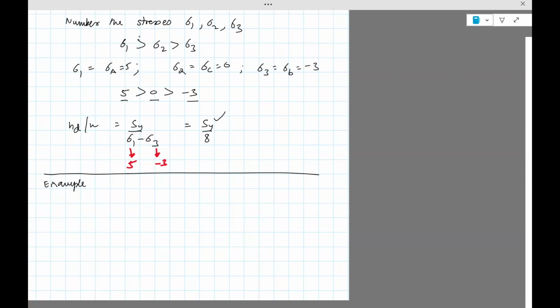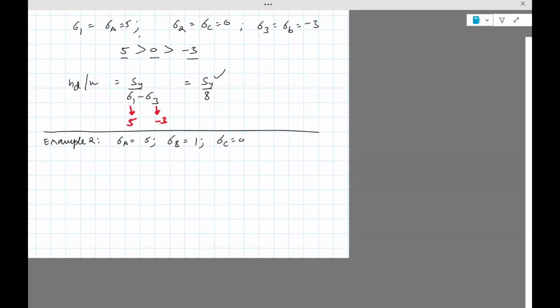Example 2: let's say that the principal stresses are sigma A equals 5, sigma B equals 1. So it's a 2-dimensional problem, so you will assume that the third stress is 0. Now we rearrange such that sigma 1 is greater than sigma 2 is greater than sigma 3, which gives us 5 is greater than 1 is greater than 0. So clearly, this is sigma 1, this is sigma 3.